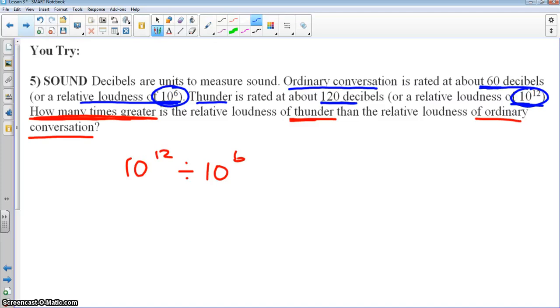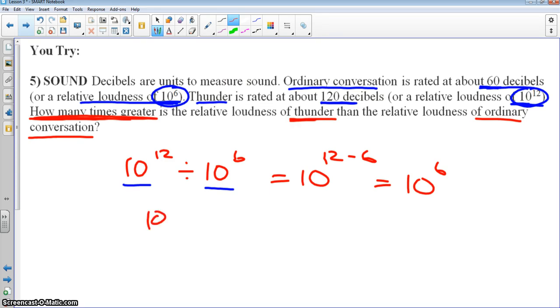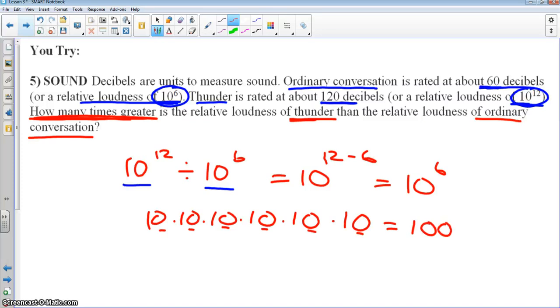Now we know we have like bases. So we just have to subtract their exponents. 10 to the 12th minus 6, which is 10 to the 6th power. We want this in standard form, so 10 to the 6th would be 10 times 10 times 10 times 10 times 10 times 10, that's 6 of them. Now, I'll give you a shortcut. When you multiply by 10, count up the zeros. 1, 2, 3, 4, 5, 6. So this is just going to be a 1 with 6 zeros.